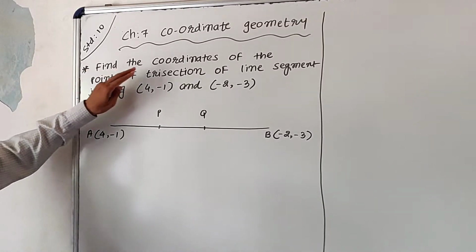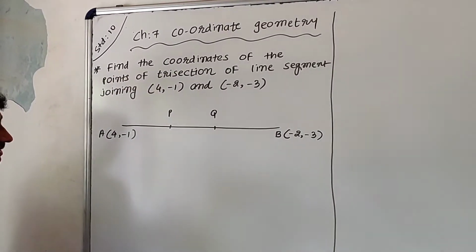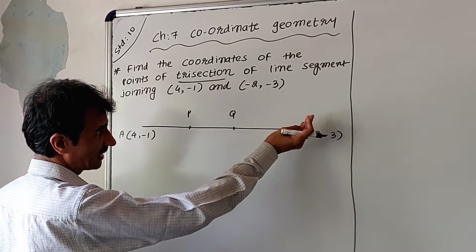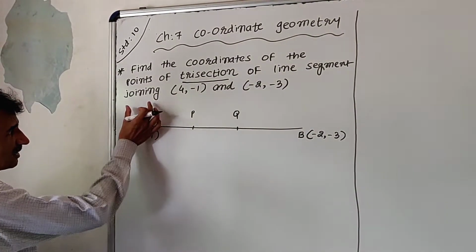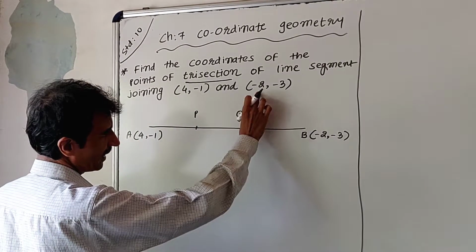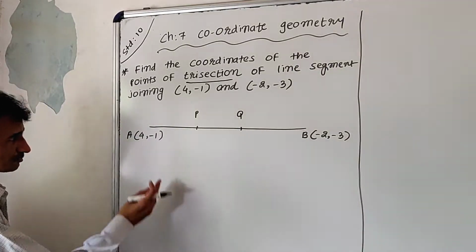Find the coordinates of the points of the trisection. This is the main word: trisection of the line segment AB, whatever is given. Here the coordinates are given: A is (4, -1) and B is (-2, -3).